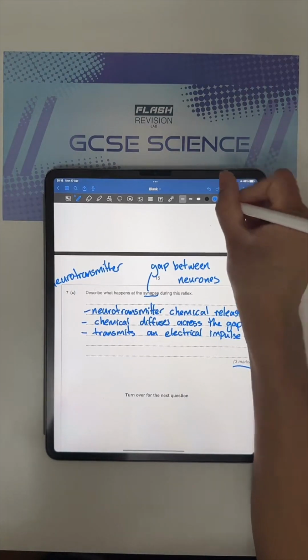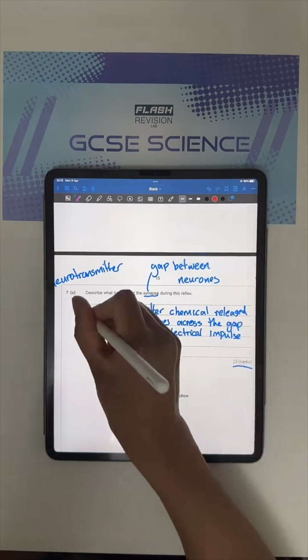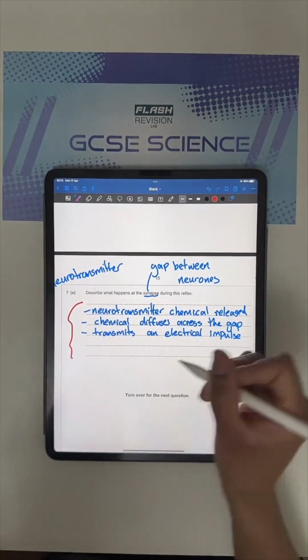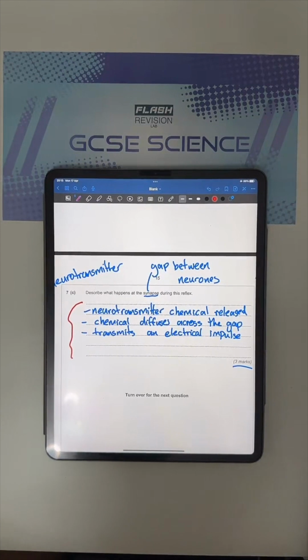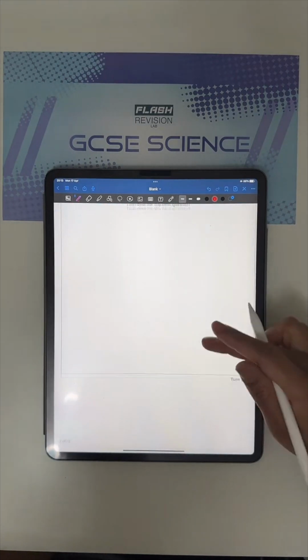So these questions about synapses always come up. So I'd say remember these 3 points. If you get any questions on synapses, these are the 3 things that you should be mentioning. So I'm hoping everyone understands this. Please let me know if there's any questions, anything that you want me to recap. I can do that. Okay, so let's move on to the next one.